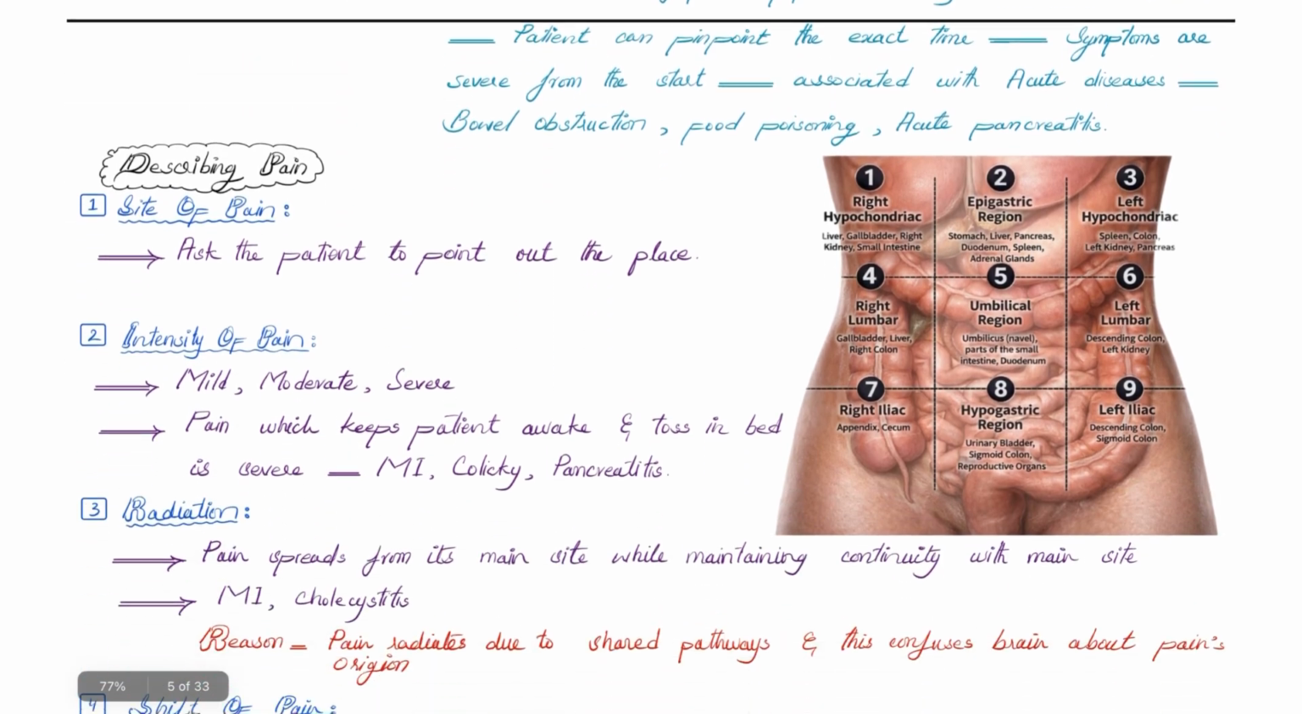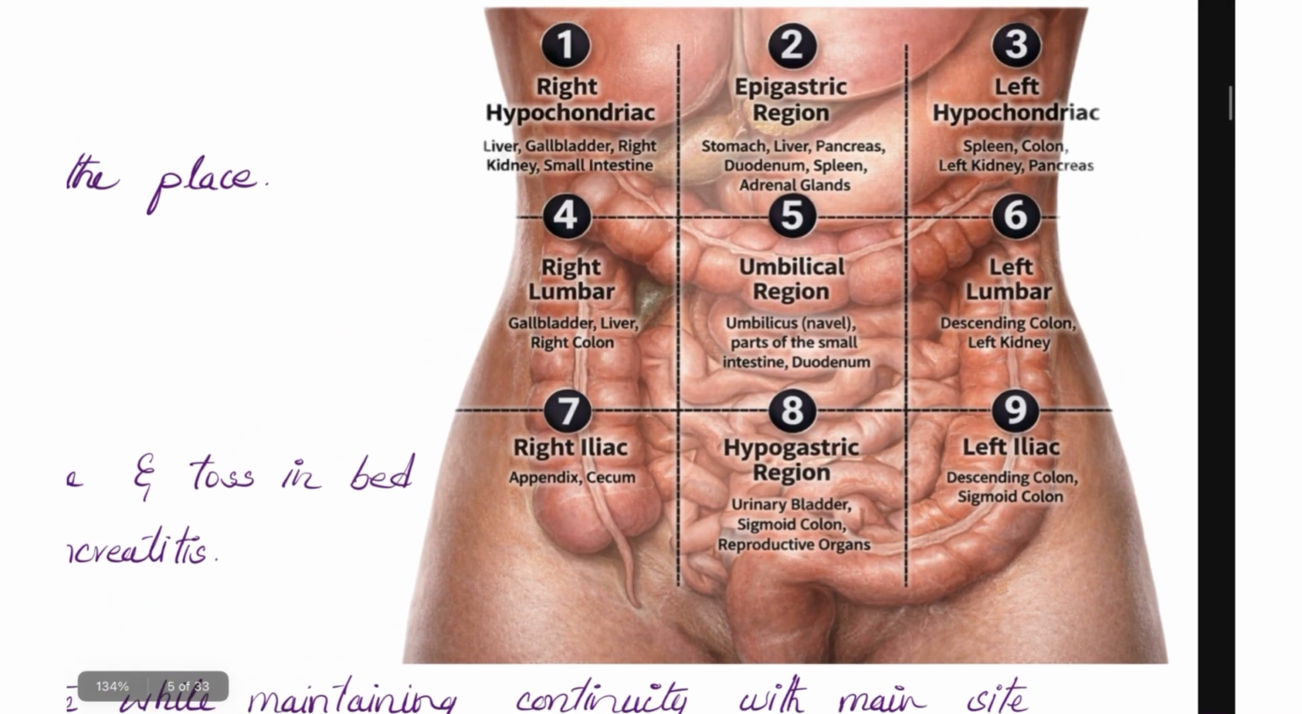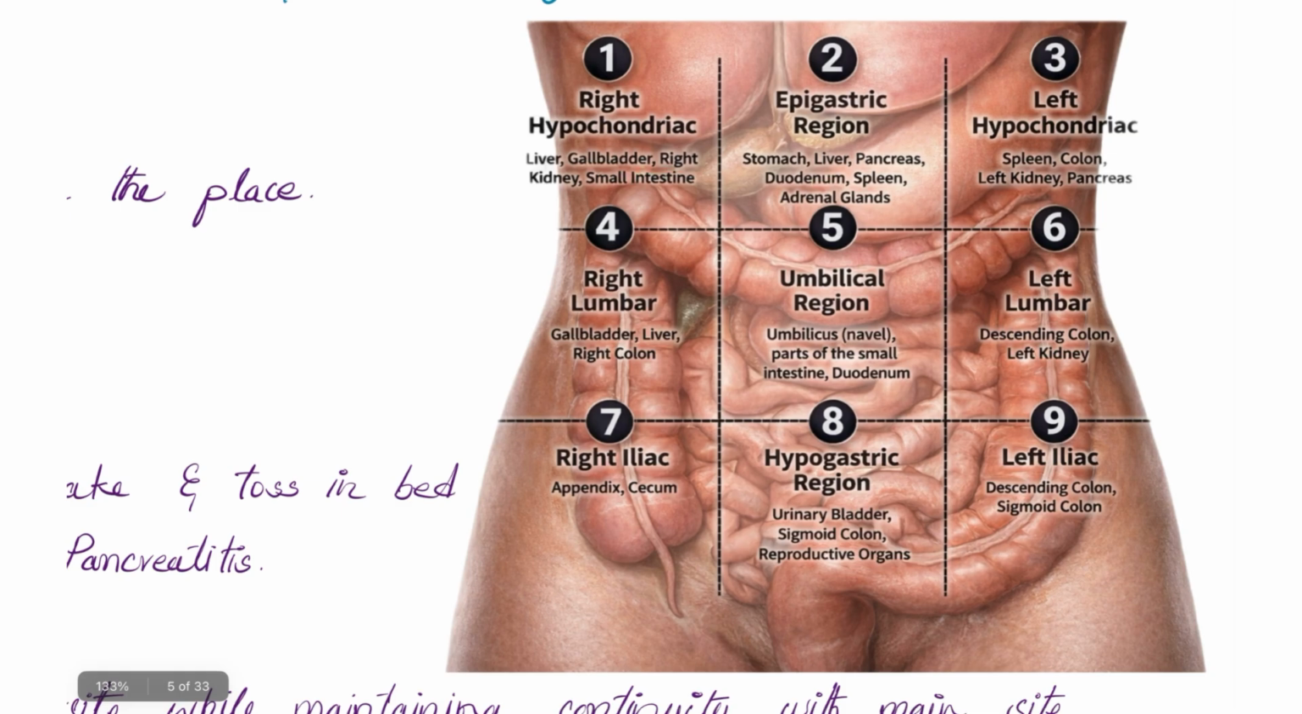Let's now describe the most common presenting complaints. The first one that we need to describe is pain. If a patient presents with pain, then you have to ask about the site of pain and ask the patient to point out the place. Now, the abdomen is divided into 9 regions, and finding the site of pain will tell you the cause of pain. For instance, if a patient has pain in his right iliac fossa, it can most probably be because of appendicitis. And if there is pain in the right upper quadrant, it can be because of cholecystitis or hepatitis.